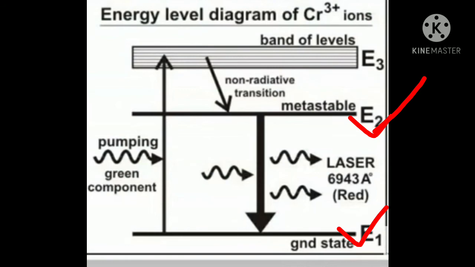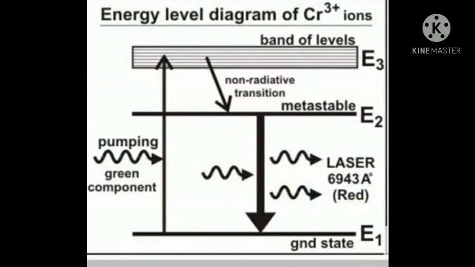a light amplification process, or laser process, will start happening, and we will get a directional, coherent, intense, monochromatic beam of laser which is red in color and has wavelength 6943 angstrom, lying in our visible region. So this is the process of a ruby laser.